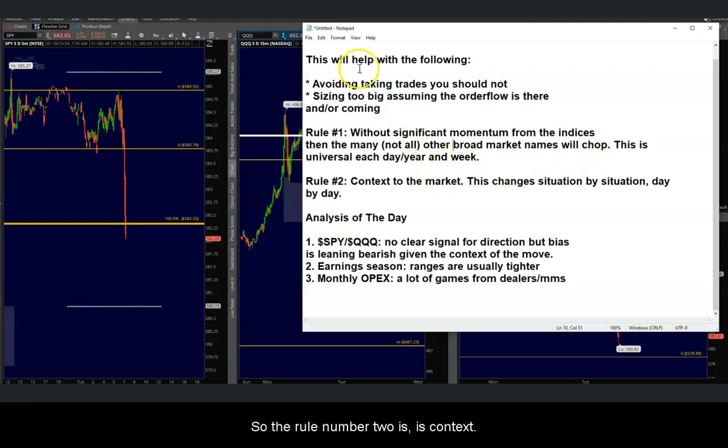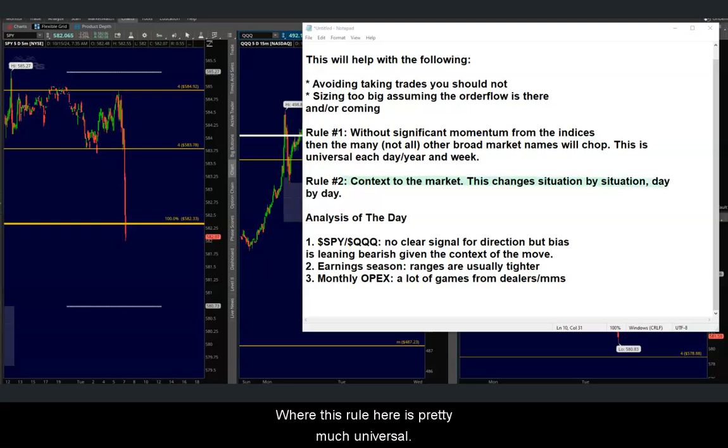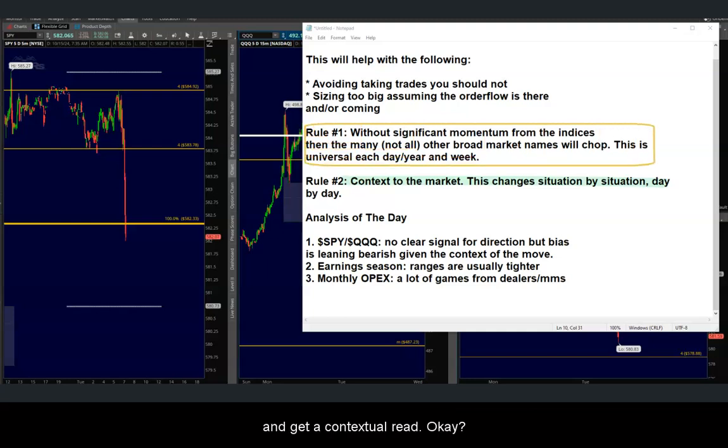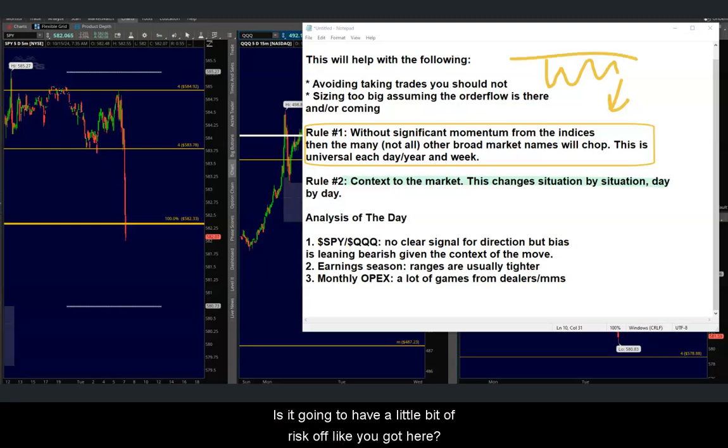Okay. So rule number two is context, and we'll talk about sizing. Context to the market matters. Okay. Where this rule here is pretty much universal every day. You can come in, look at the SPY, the QQQ, Dow Jones, and get a contextual read. Okay. And try to determine step number one: where is it going to chop? Is it going to have a little bit of risk off like you got here? Is it going to break and rally? If you can answer that, it solves so many questions.